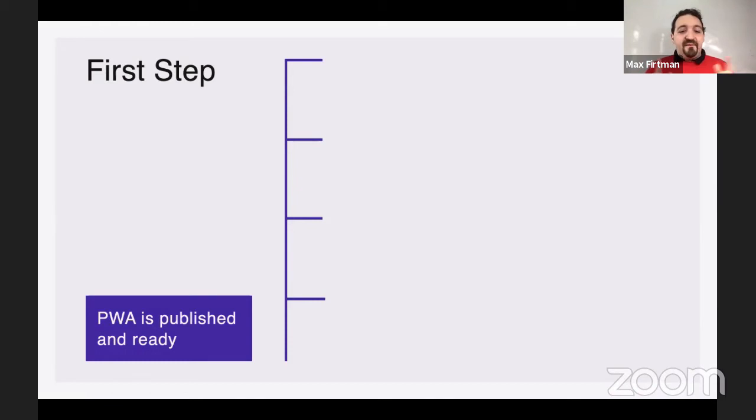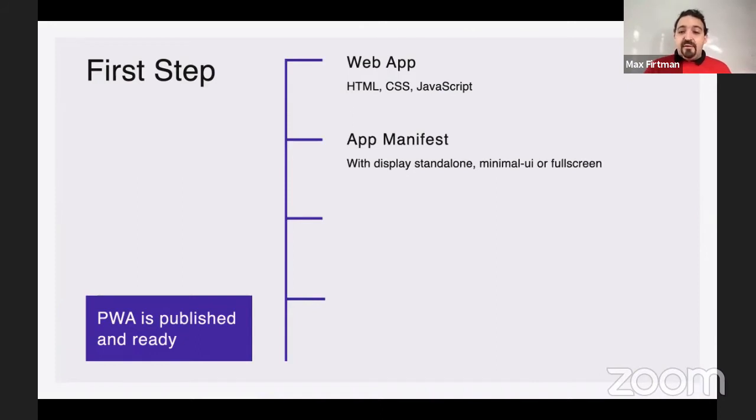So the first step is to have a PWA published and ready. This is important because if it's not ready, the whole process is not going to work. That means you need a web app: HTML, CSS, JavaScript. You can use React, Angular, Vue, Vanilla.js, Next.js, whatever framework you want to use. You need the web app manifest. At least you need to have a display of standalone, minimal UI, or fullscreen. Those are the values that make a PWA today.